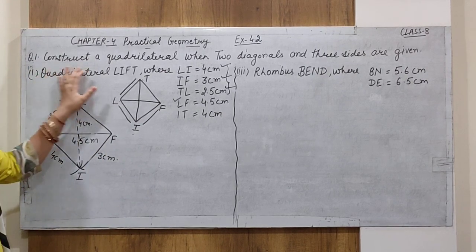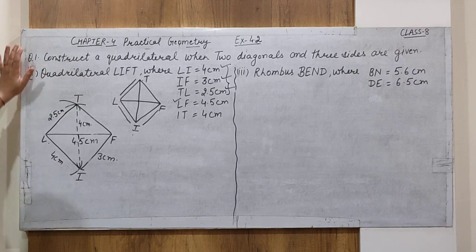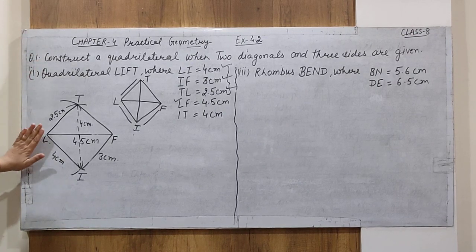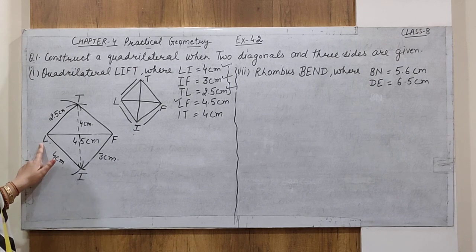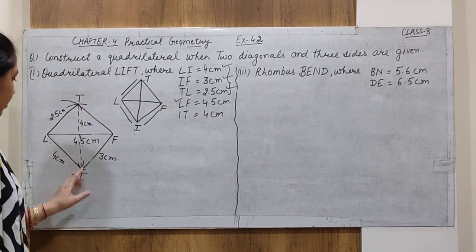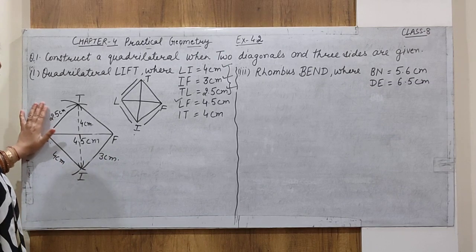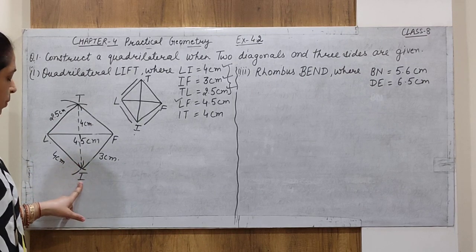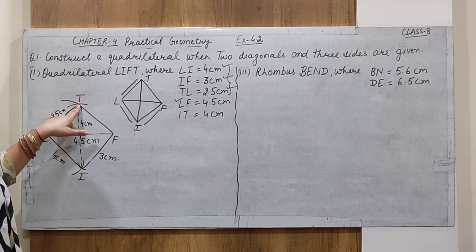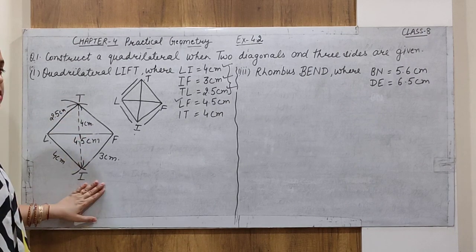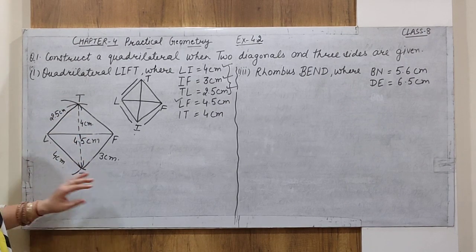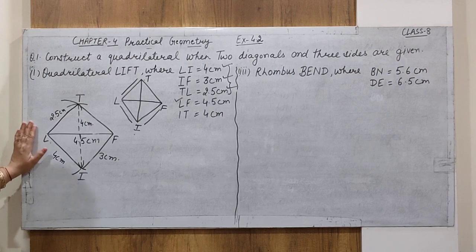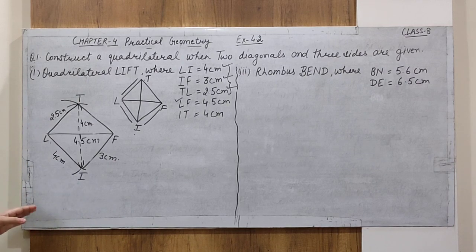Understand? So by this method we get a quadrilateral of the second type in which two diagonals like LF and TI are given and three sides are given. So first of all, draw three arcs, then use one point of the diagonal to draw another arc. This is the main point in this quadrilateral. I hope you understood. Now, the second question is also similar to this first question. You can draw it easily with the help of the first question. You can also do the second question.